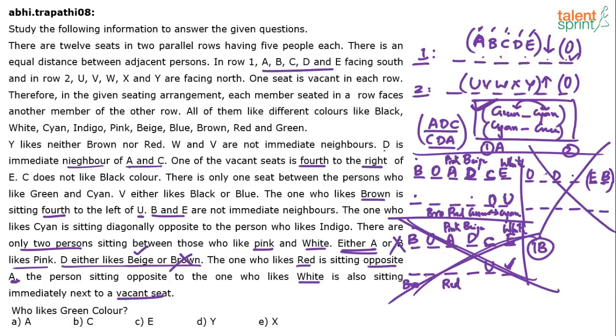I think now I can go back to the point: Y neither likes brown nor red. Y can come anywhere. V and W are not immediate neighbors. Fine. One of the four vacancies for the right of E. C does not like black color. Fine.